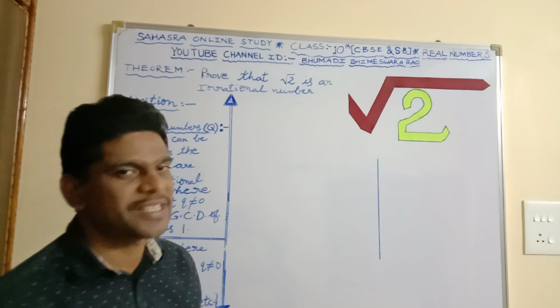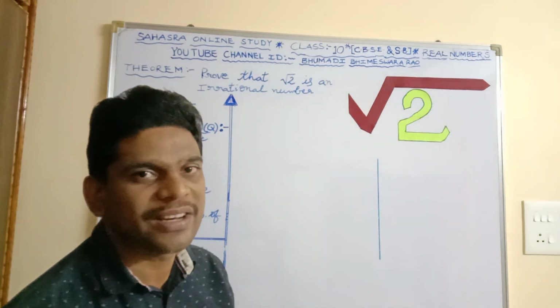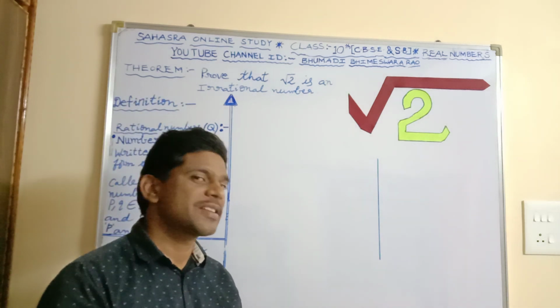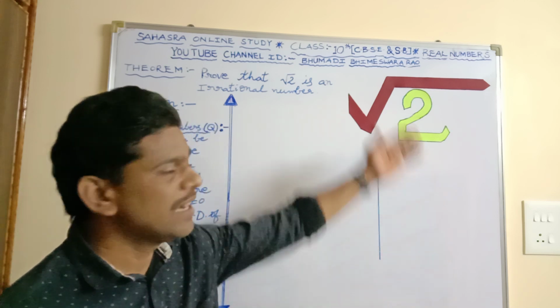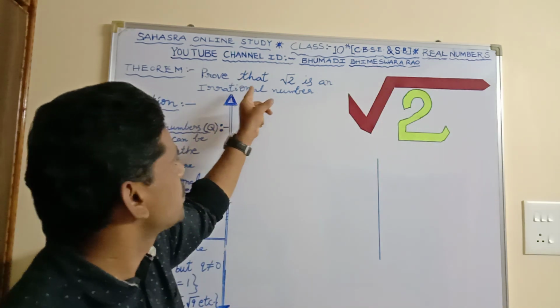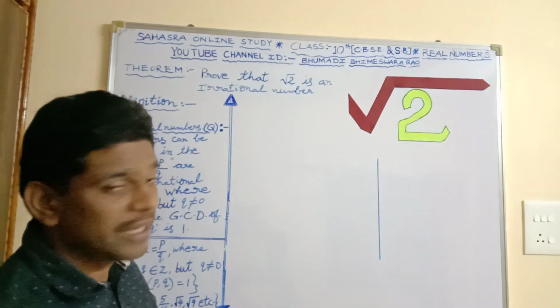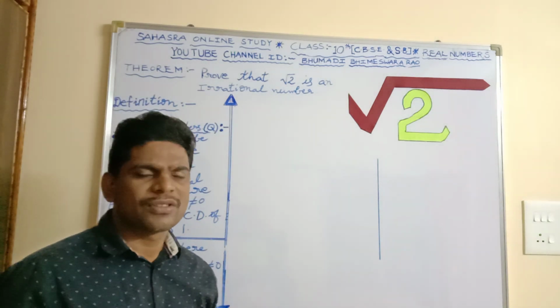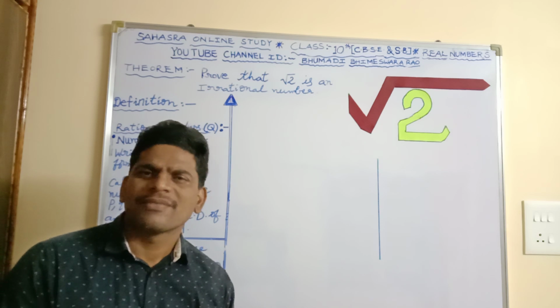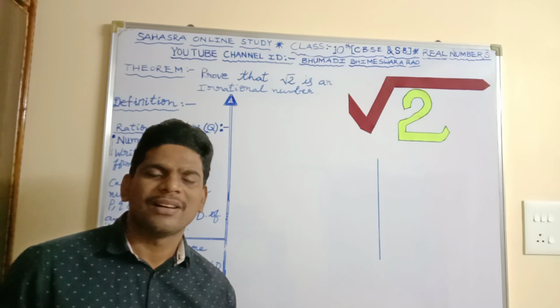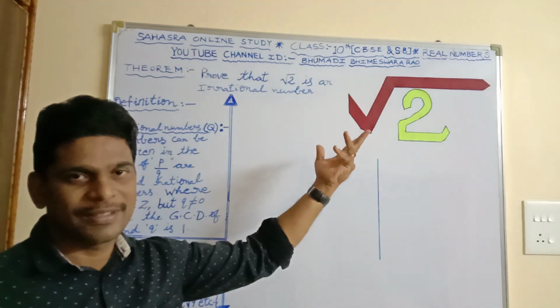Today I am going to discuss one of the important chapters from 10th class, both CBSE and State Board, that is real numbers. Prove that root 2 is an irrational number. So, what are irrational numbers? Of course, numbers which are not rational numbers are called irrational numbers.